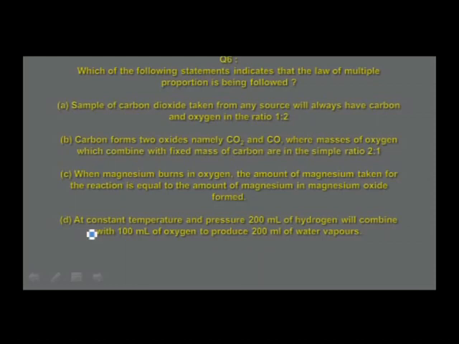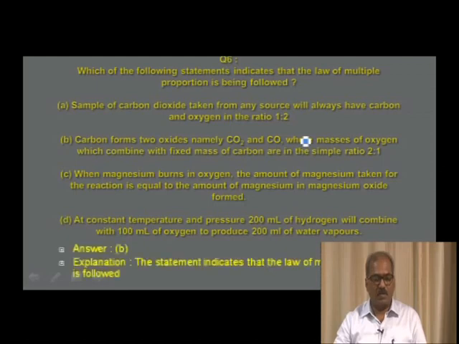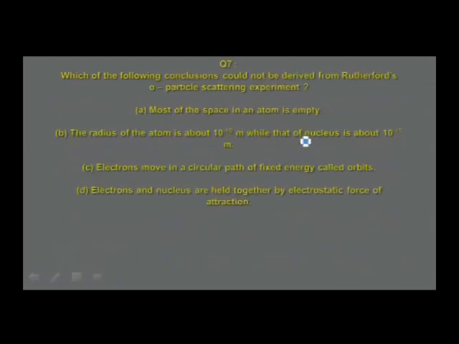Here the mass of one element, namely carbon, is fixed, whereas the mass of oxygen in carbon dioxide and carbon monoxide is in the ratio 32:16 or 2:1. So therefore, you understand this is the required answer for the given question. Option C is about law of conservation of mass, whereas option D is about law of definite proportions or Gay-Lussac's law. So I have already given the answer for you. The statement for option B indicates that the law of multiple proportions is followed. Go to the next one.